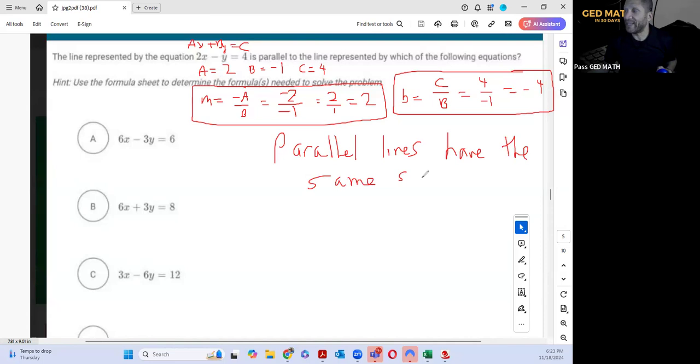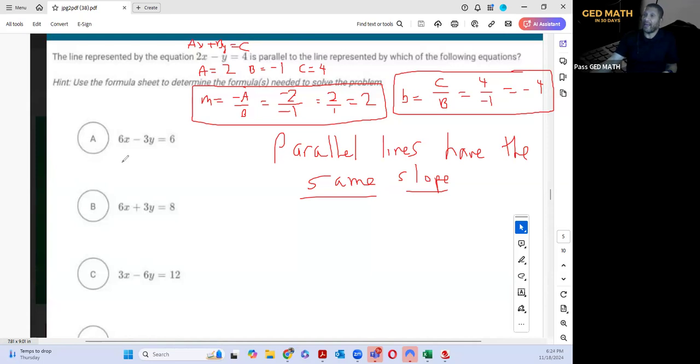So again, that's something given. That's something we should know. It's not given to us in the problem. So now all we're doing is looking at each of these equations and trying to find a slope of +2.